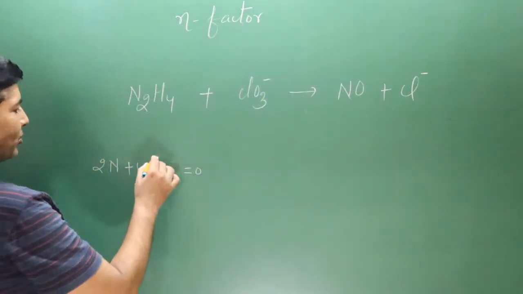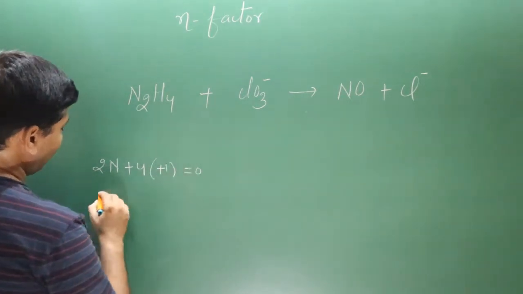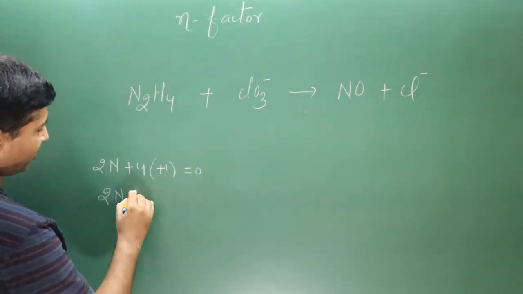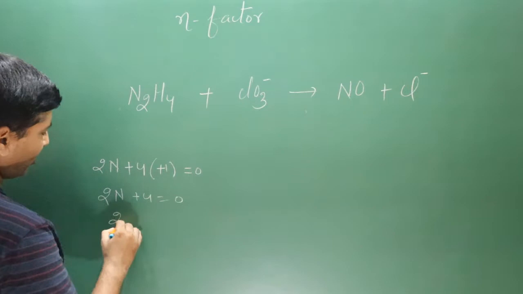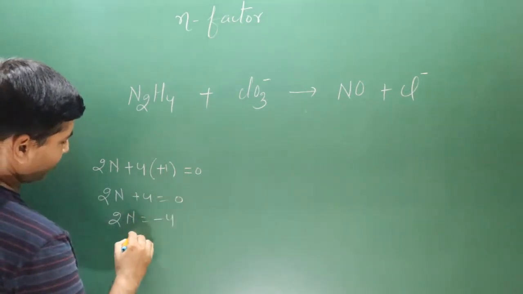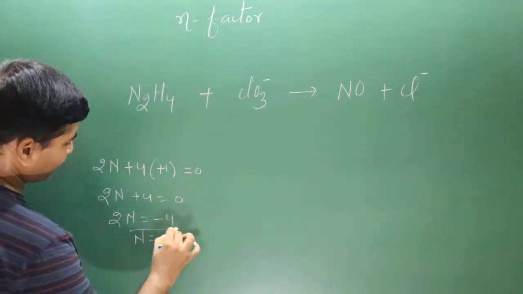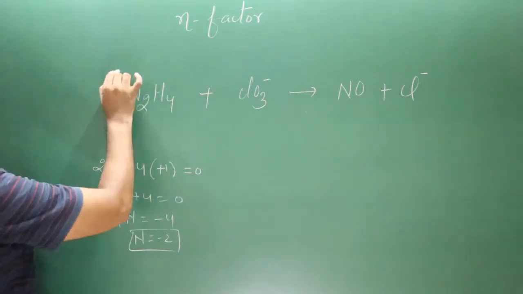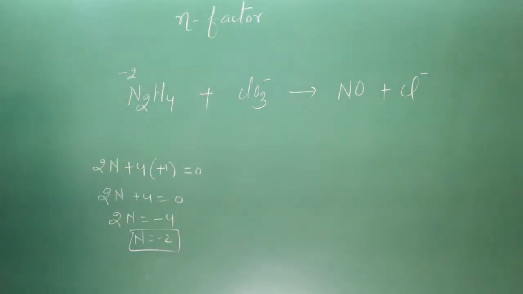So there are 4 hydrogen and each hydrogen is what? Plus 1. Then we have nitrogen, 2 nitrogen plus 4 is equal to 0. Then 2 nitrogen is equal to what? Minus 4, and nitrogen will be equal to what? Minus 2. Okay, each nitrogen is present in minus 2 oxidation number.